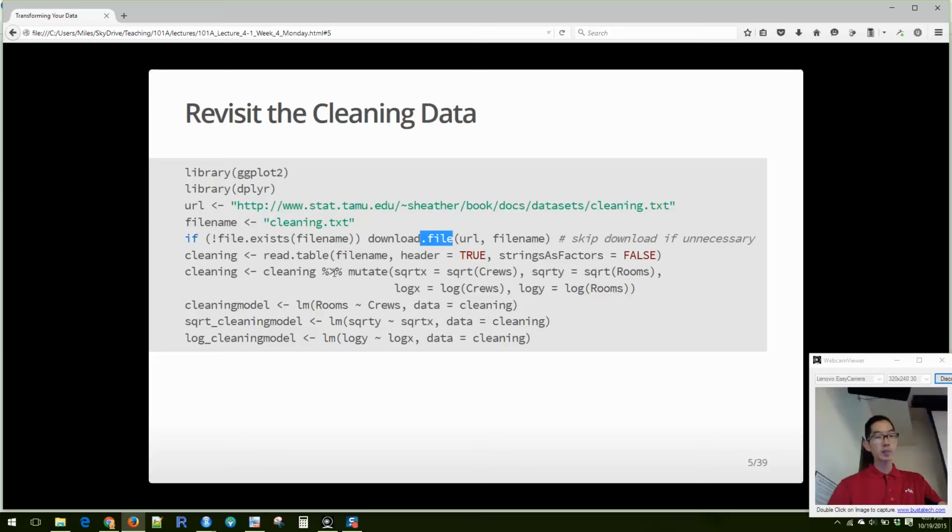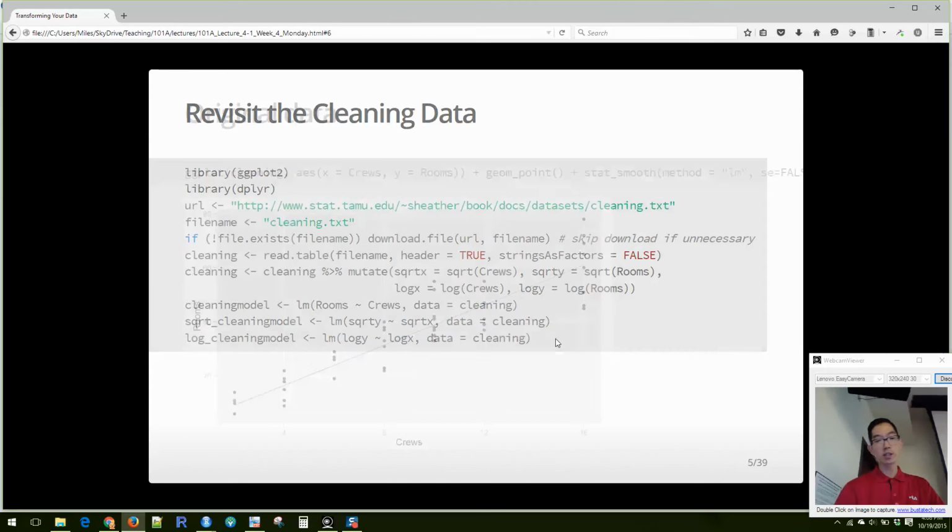And I'm creating transformed data using dplyr's mutate function, which I think makes it really easy. We just take the cleaning data and create four new columns: square root x, square root y, log x, log y. And now I'm fitting linear models: the original cleaning model between rooms and crews, the square root cleaning model between square root y and square root x, and then the log cleaning model between log y and log x. Okay, so far so good? Then let's take a look at each of these.